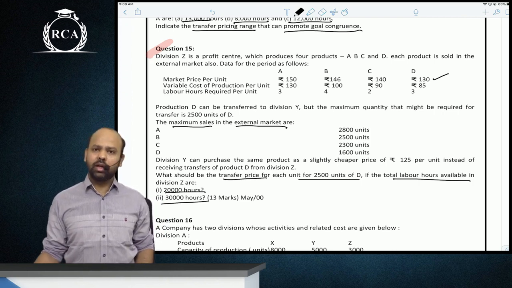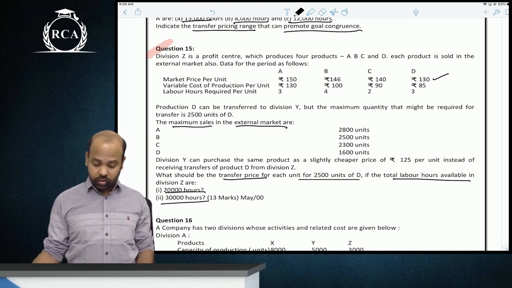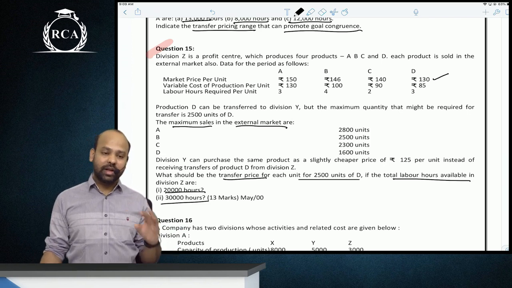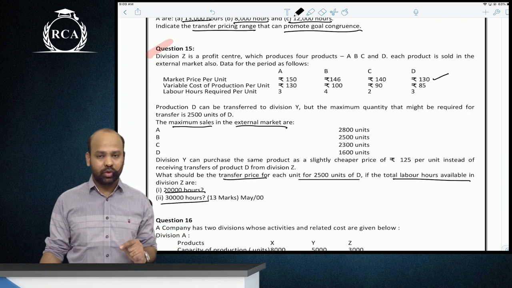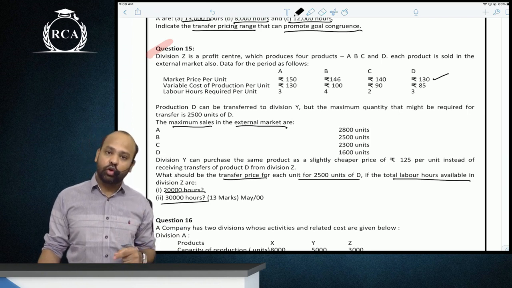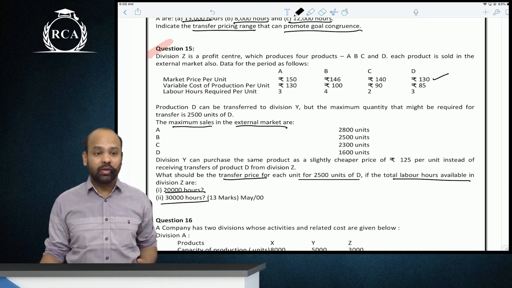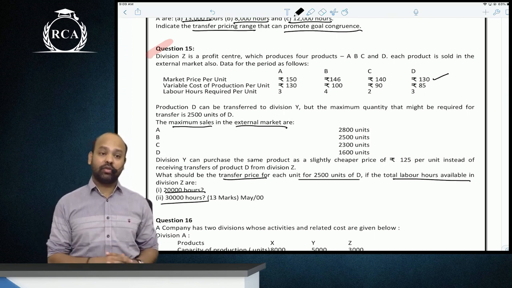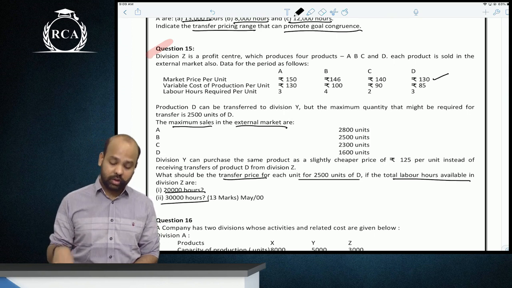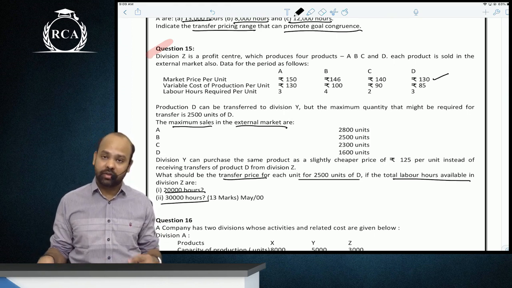ठीक है sir, understood. So what are we going to do in this question is just like the previous question. Even in this question we are first supposed to compute contribution per unit. We are supposed to compute contribution per labor hour. We are supposed to arrive at the allocation of labor hours under both the instances. Then we will decide as to whether it is viable to transfer or not. Let us not jump to any conclusions as of now.